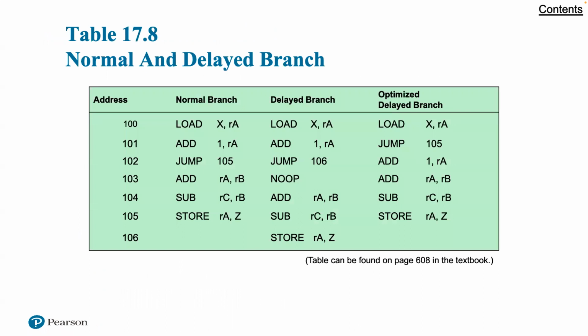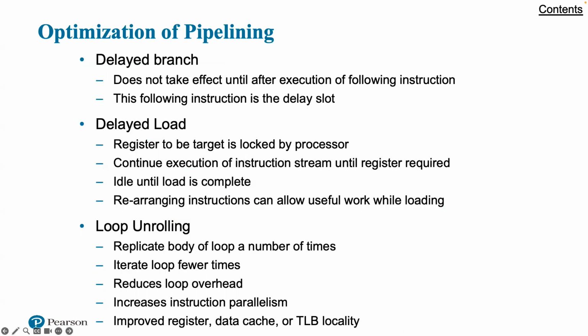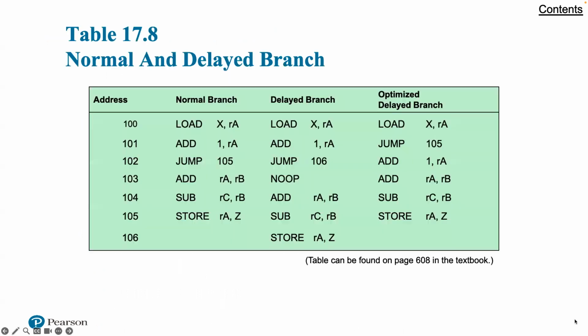So first, let us consider branching instructions. This is the delayed branching that we were just referring to. Delayed branch is a way of increasing the efficiency of the pipeline. It makes use of a branch that does not take effect until after execution of the delay instruction, hence the term delayed. The instruction location immediately following a branch is referred to as the delay slot. This strange procedure is illustrated in table 17.8, which we're showing here.